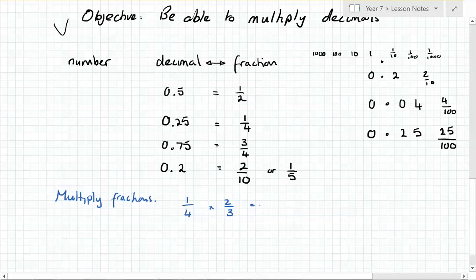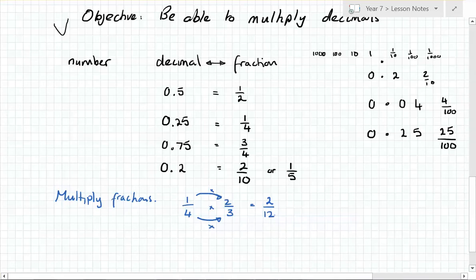Go on then, Ryan, what would you do? You always times the bottom first, and then, well, actually, you just times the tops and the bottoms. So 1 times 2 is 2. 4 times 3 is 12. So 2 over 12. Okay, that's the answer. That's easy. So multiplying fractions is really, really easy.